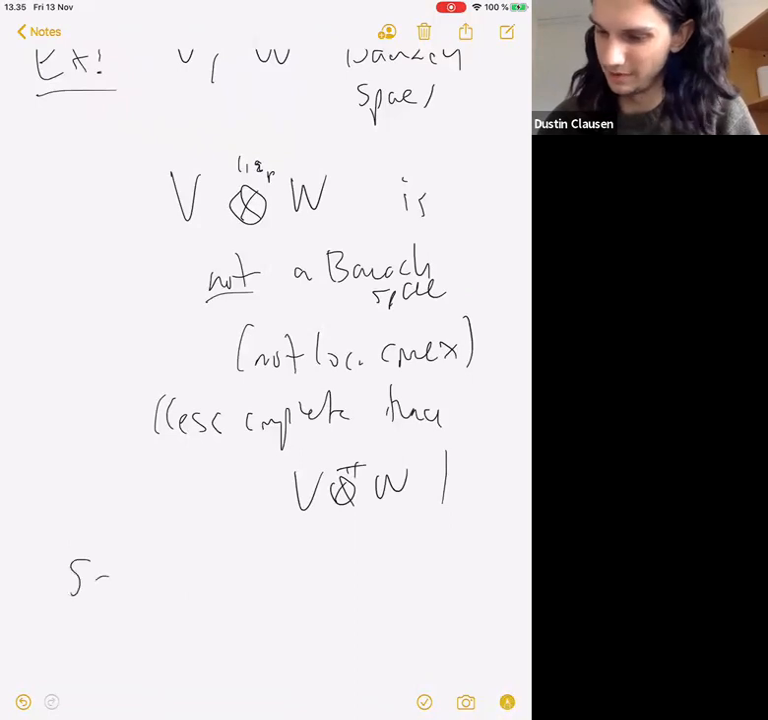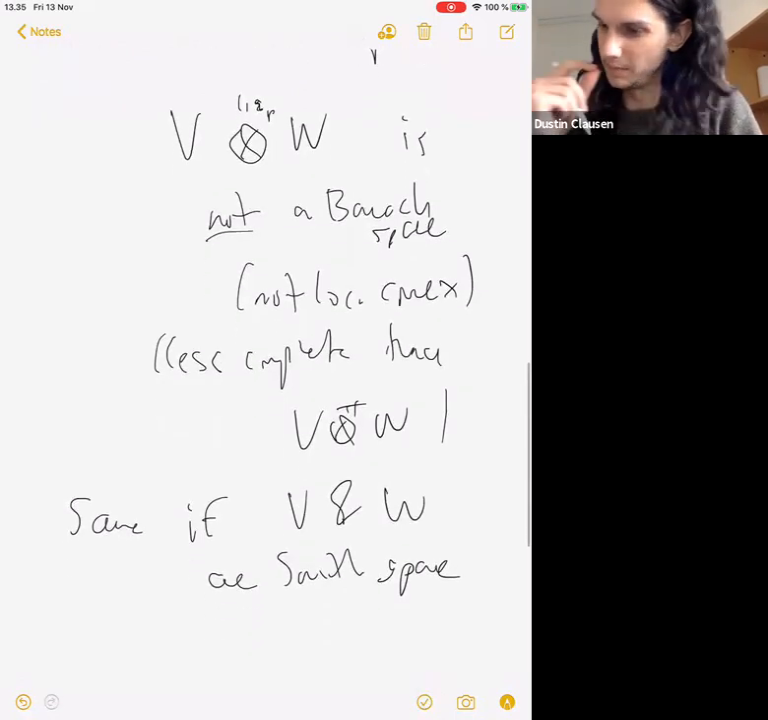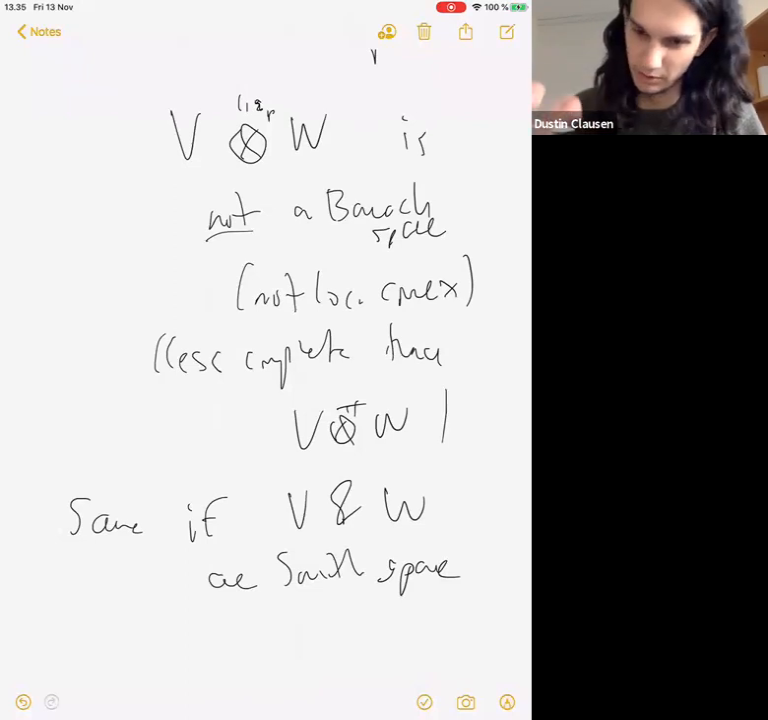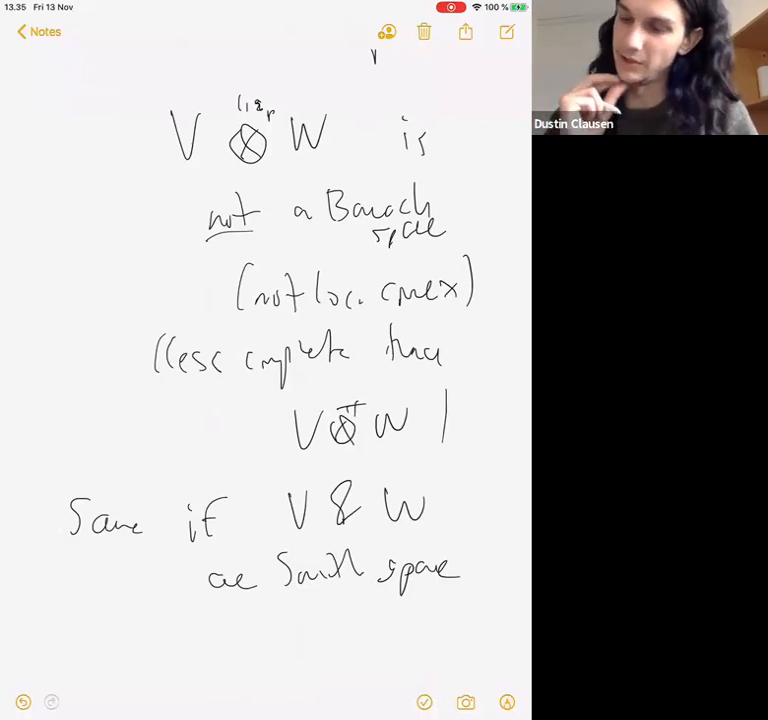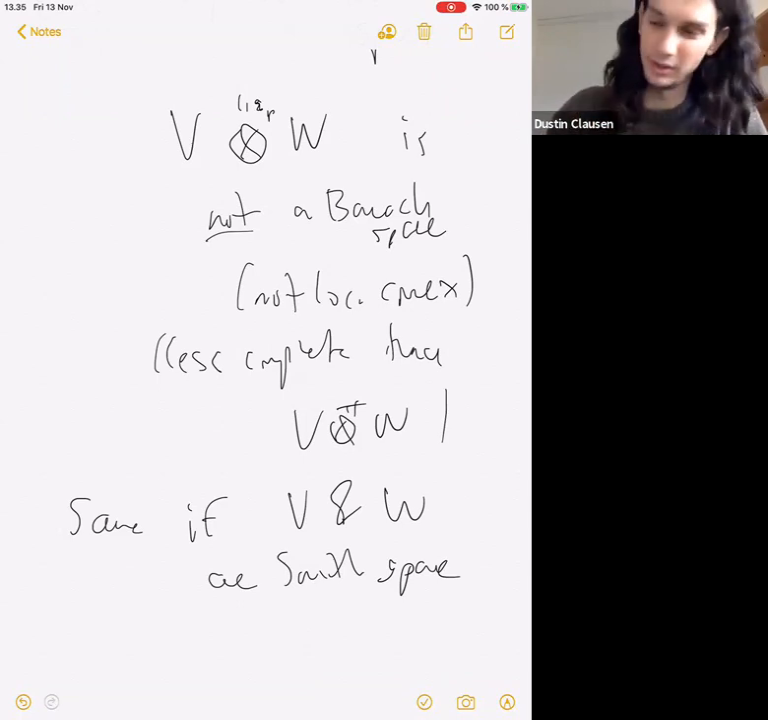And also, same if V and W are Smith spaces. So these classical L1 Smith spaces, the dual to Banach spaces, they're also not closed under this liquid tensor product, and their tensor product is some non-locally convex thing.